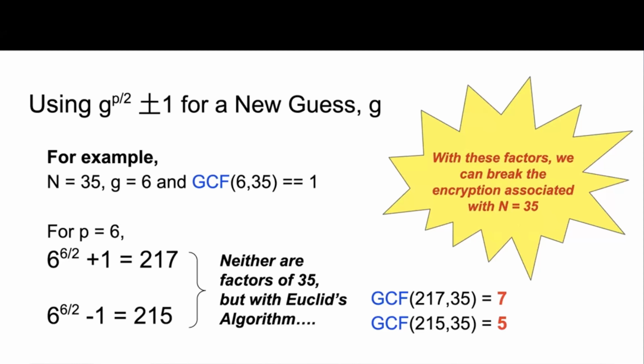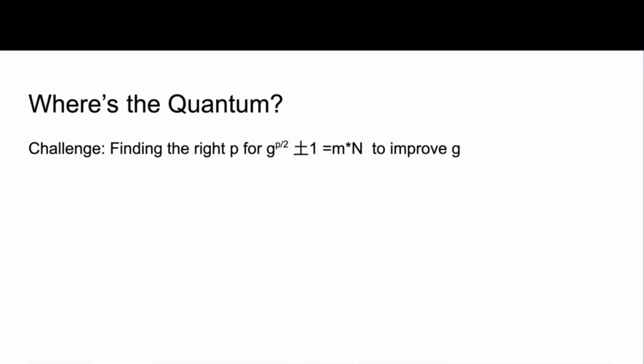Although this is a trivial example, and in reality, our encryption would use much larger integers, this just goes to show the effectiveness of these techniques that are included in Shor's algorithm. So one may ask, where's the quantum in all of this? There's still the challenge of finding the right exponent p for g raised to the p divided by 2 plus or minus 1 that is equal to some constant m times our integer of interest n. And we need that value of p to improve our guess g.